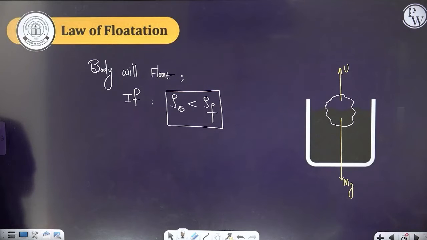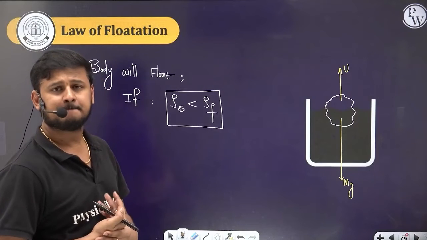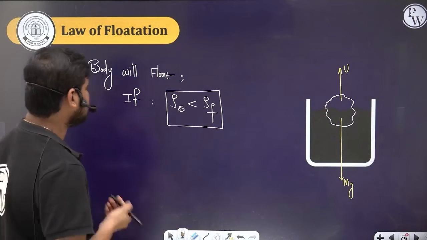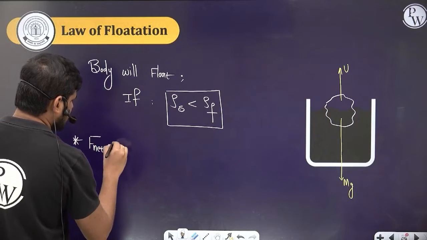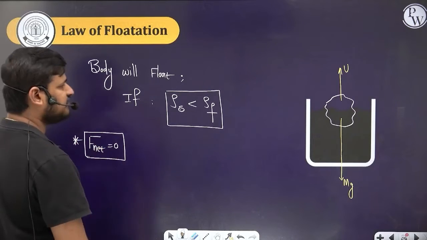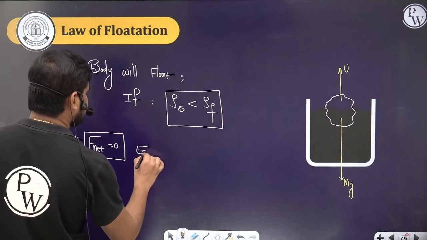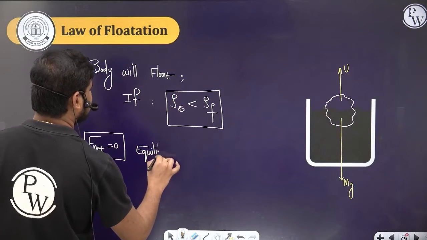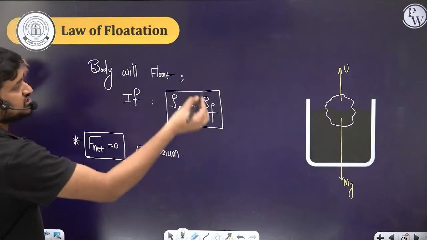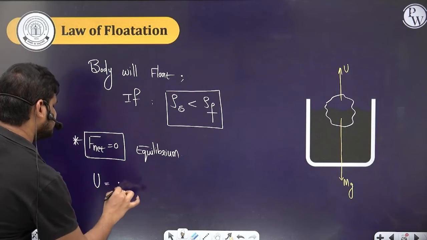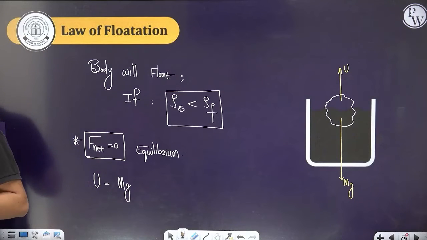Now see. If the body is floating, what does that mean? If the body is floating, the net force acting on the body is 0, right? Which means it is in equilibrium condition. If it is in equilibrium condition, shall I equate? The upthrust is equal to its weight.